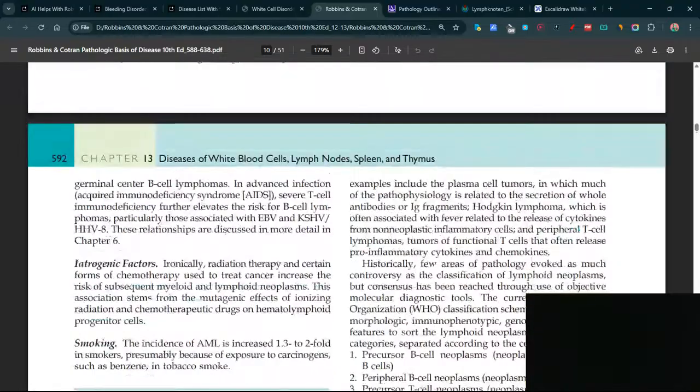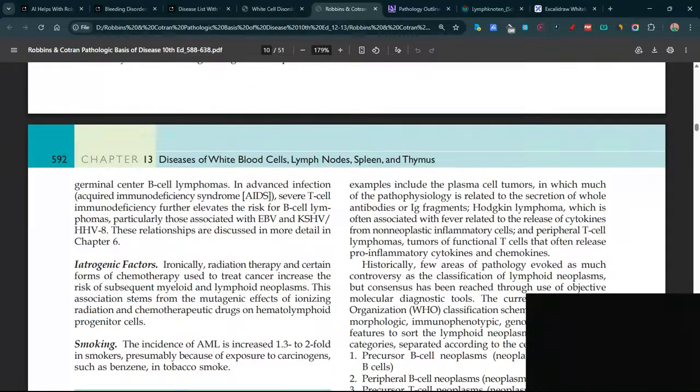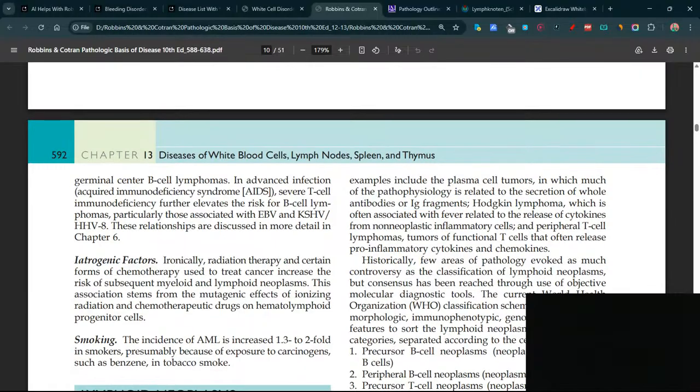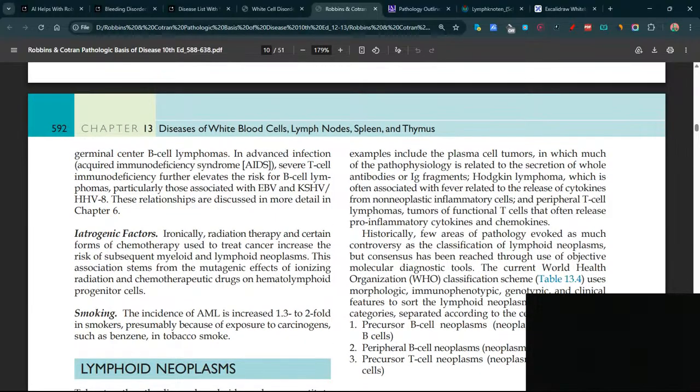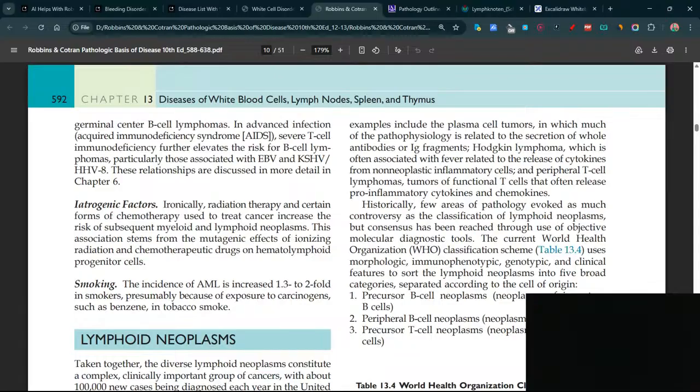Specific examples include plasma cell tumors, in which whole antibody or Ig fragments are produced; Hodgkin lymphoma, which is often associated with fever related to release of cytokines from non-neoplastic inflammatory cells; and peripheral T-cell lymphomas, tumors of functional T cells that often release pro-inflammatory cytokines and chemokines.